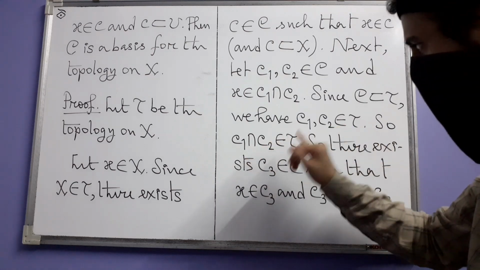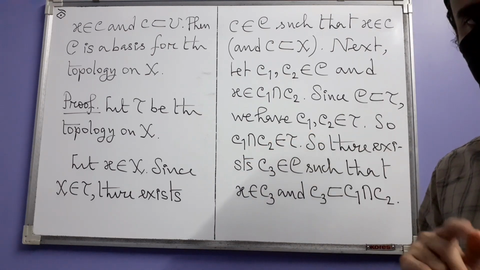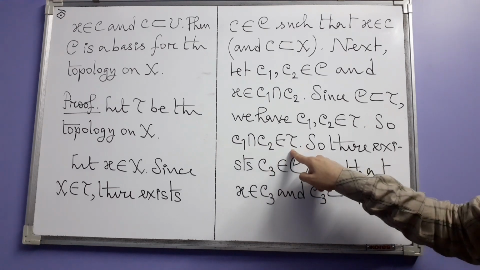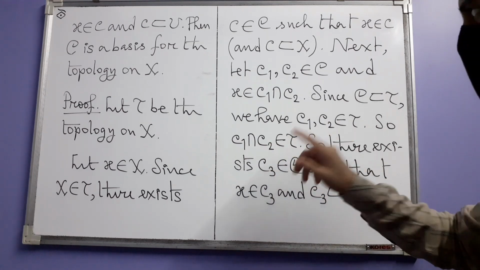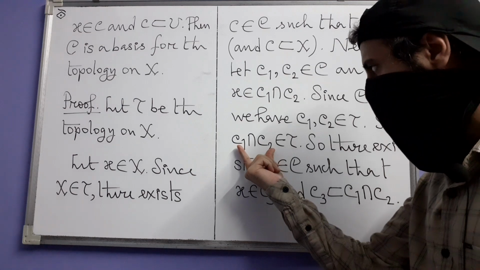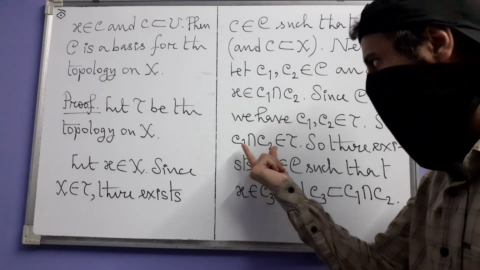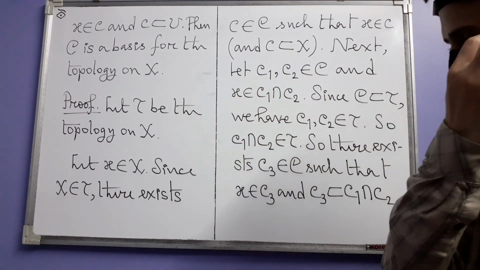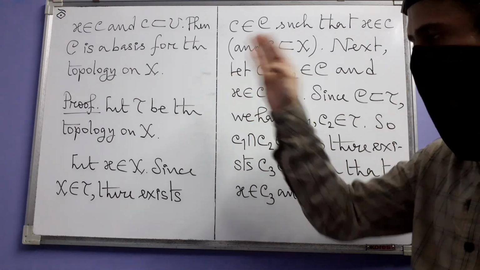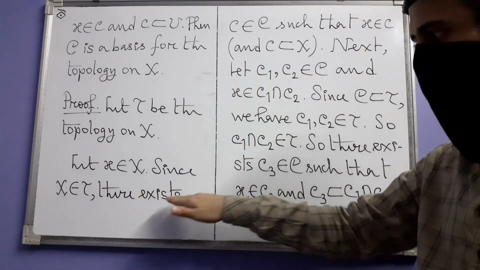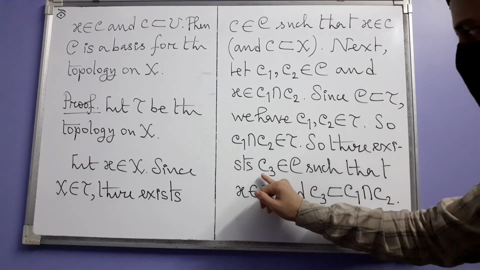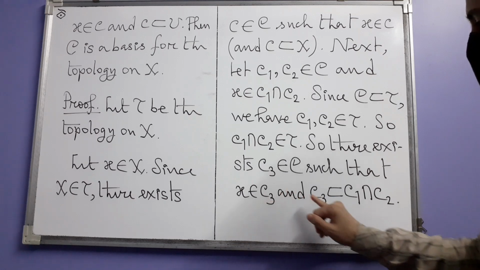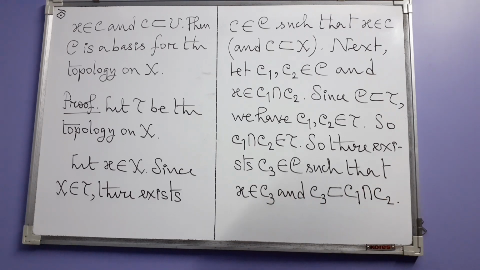So their intersection is also an open set. Finite intersections of open sets are open. So the intersection also belongs to tau. Now you concentrate on this intersection. This intersection is an open set in X and it contains a point x. So by the property that the collection C satisfies, again just like this one, there exists a set C3 in the collection C which contains x and which is contained in this open set.